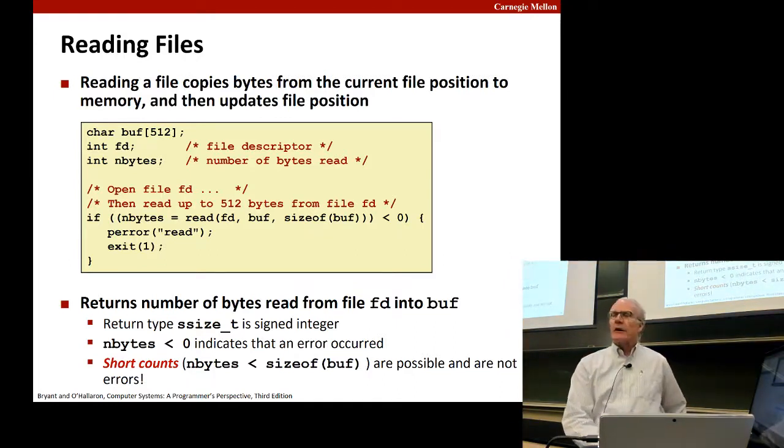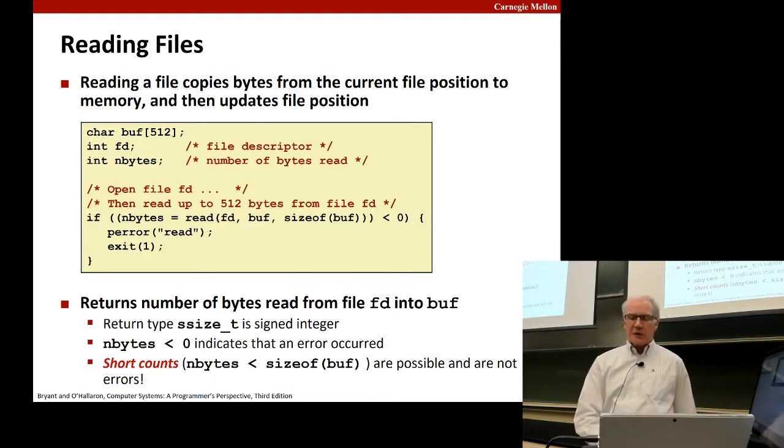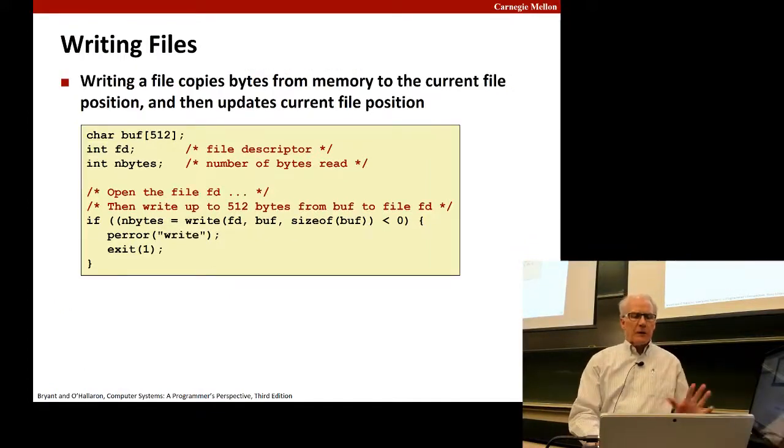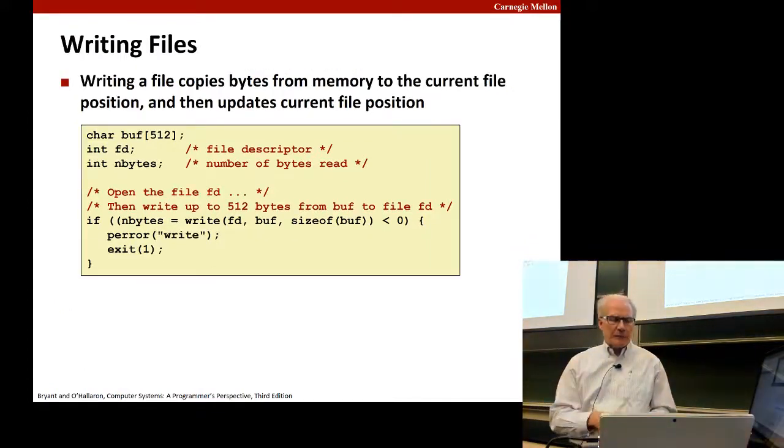But it's possible to have some value less than 512. That's called a short count. So why can short counts happen? I'll get into that in a minute.